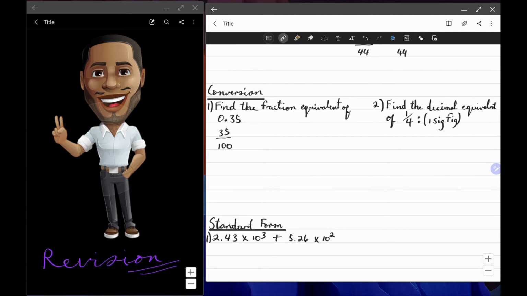Looking at this number, we can simplify it by using 5. 5 into 35 gives us 7, and 5 into 100 gives us 20. So our final answer should be 7/20.